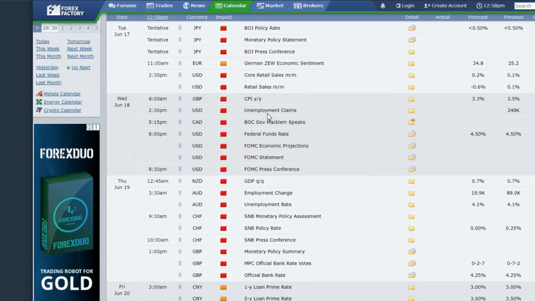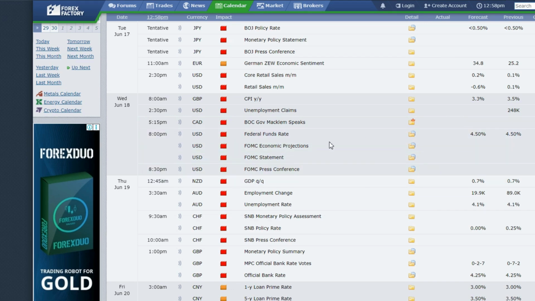On Wednesday, we have the unemployment claims in the US dollar, as you can see. Previously, the unemployment claims always came on Thursday, but I think next week we should see it on Wednesday, the same day, because there's going to be an interest rate report in the United States. That's why they want to drop the unemployment claims on Wednesday. So they will be dropping their interest rate report, which is 4.50%.